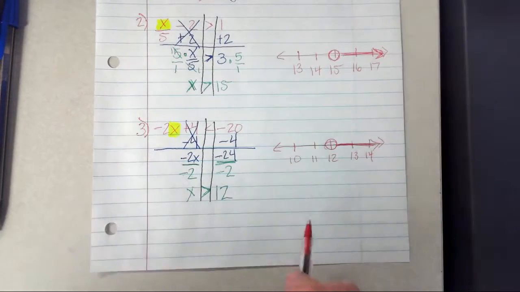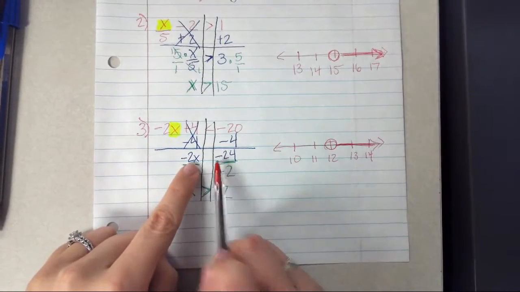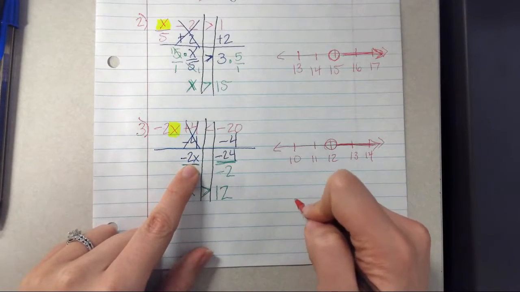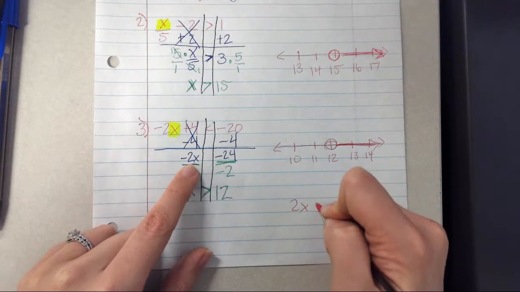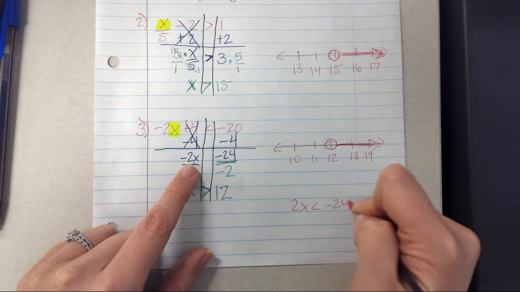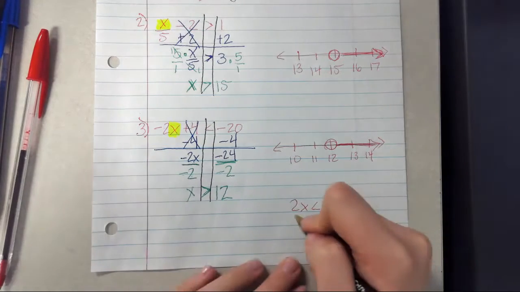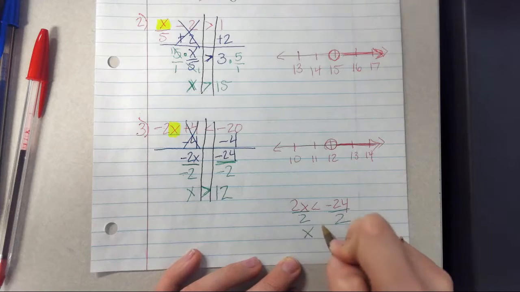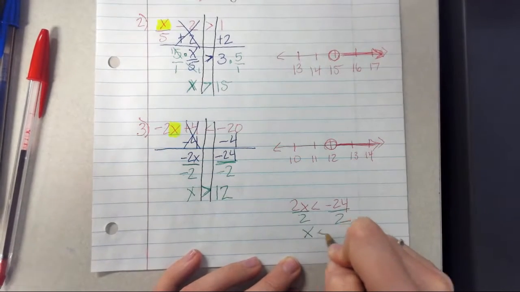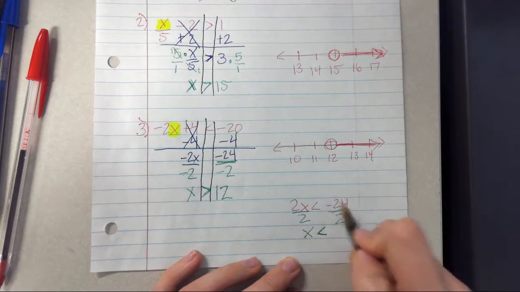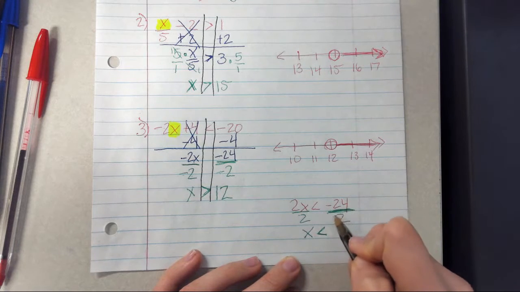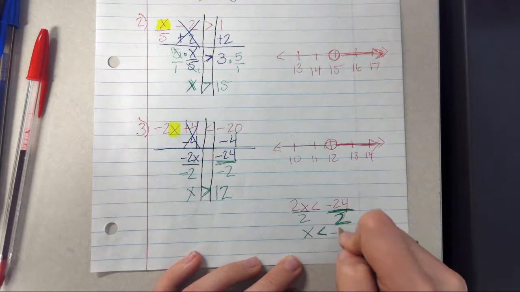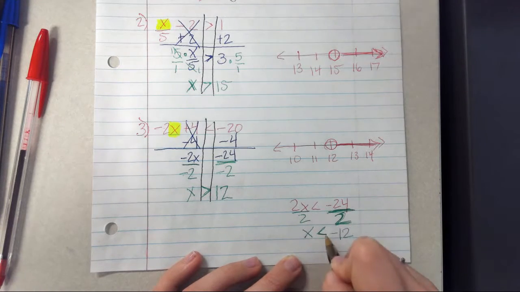Now remember, if it would have been something that looked like this instead, at this part, if it would have been 2x is less than negative 24, and from there we would have divided by 2 and divided by 2. In this case, it would not flip. It stays the same because even though that 24 was negative, we divided by a positive 2. So it would stay the same way. It would not flip around.